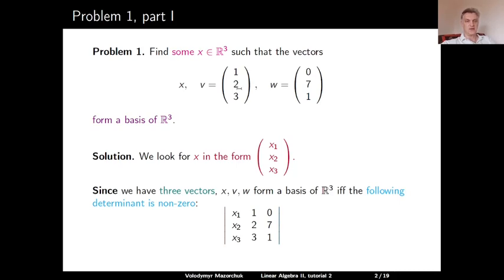Since we have three vectors, they will form a basis of R3 if and only if the determinant of the matrix which we obtain when we write the coordinates of these vectors into columns is non-zero. So column-wise, we have x1, x2, x3, the coordinates of x; 1, 2, 3, the coordinates of v; and 0, 7, 1, the coordinates of w.